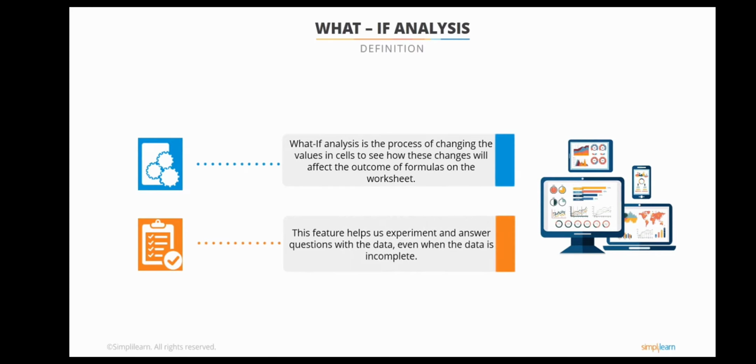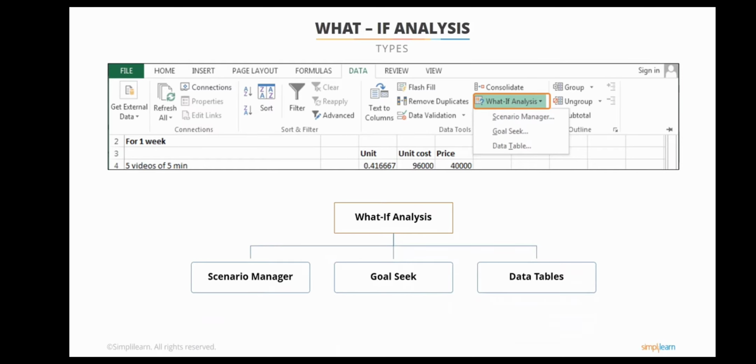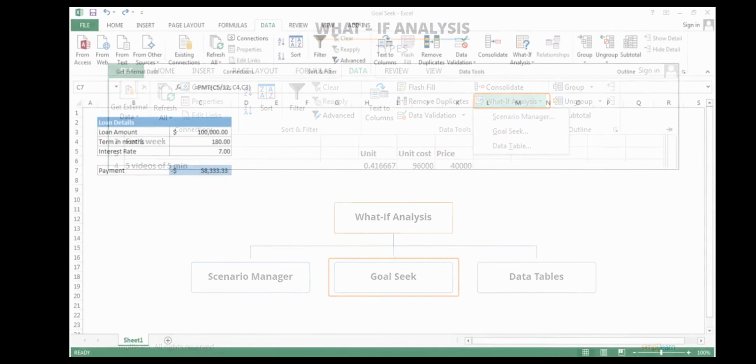This feature can help us experiment and answer questions with our data, even when the data is incomplete. There are three kinds of what-if analysis tools that come with Excel, namely Scenario Manager, GoalSeek, and Data Tables. Let's start with the first what-if analysis tool, GoalSeek.